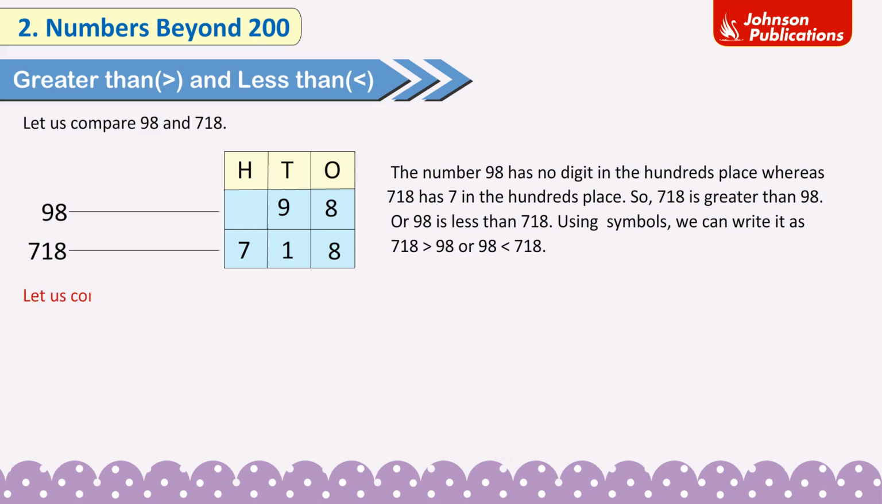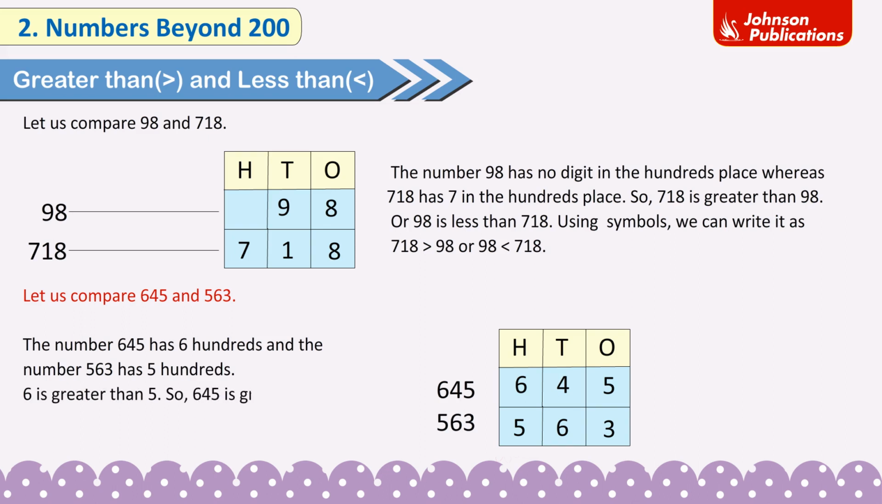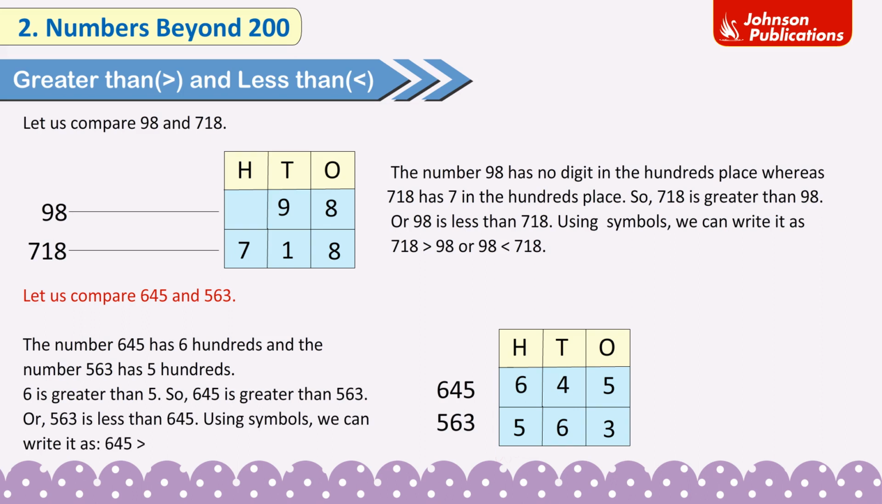Let us compare 645 and 563. The number 645 has 6 hundreds and the number 563 has 5 hundreds. 6 is greater than 5, so 645 is greater than 563 or 563 is less than 645. Using symbols, we can write it as 645 > 563 or 563 < 645.